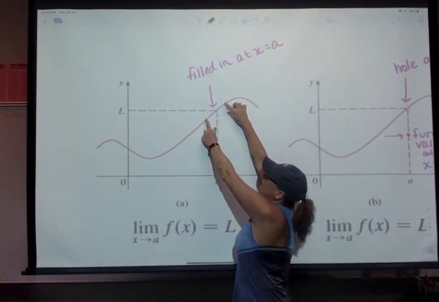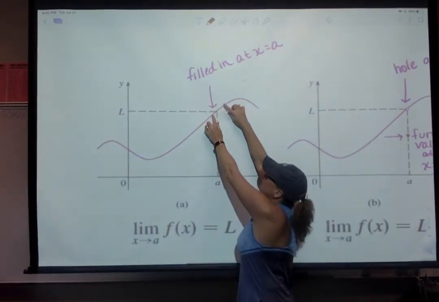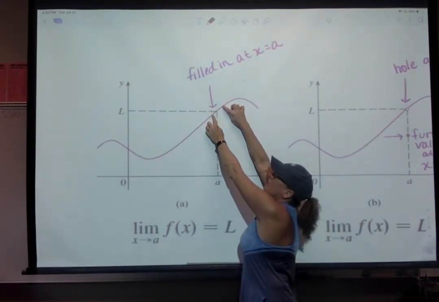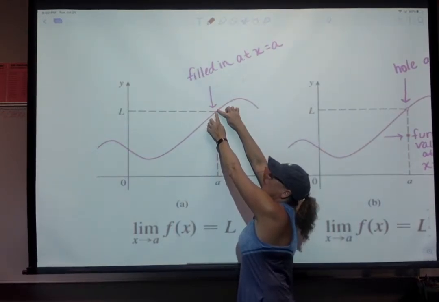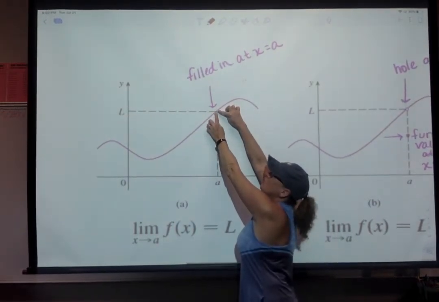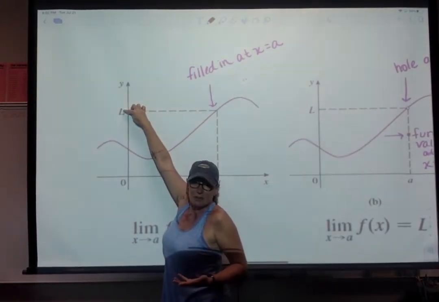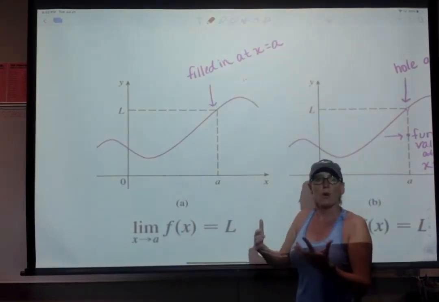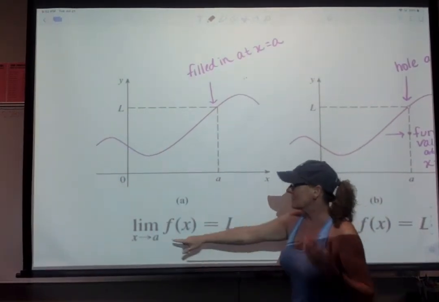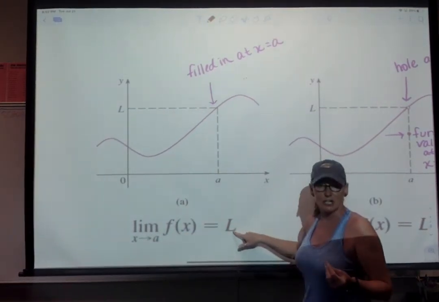As each point gets closer and closer to having an x-coordinate of a, you can see that these y's are getting smaller. These y's are getting bigger. But at the same time, they're still closing in on whatever that number is right there. They're closing in on some y value. So as x gets close to here, my y's are getting close to here.